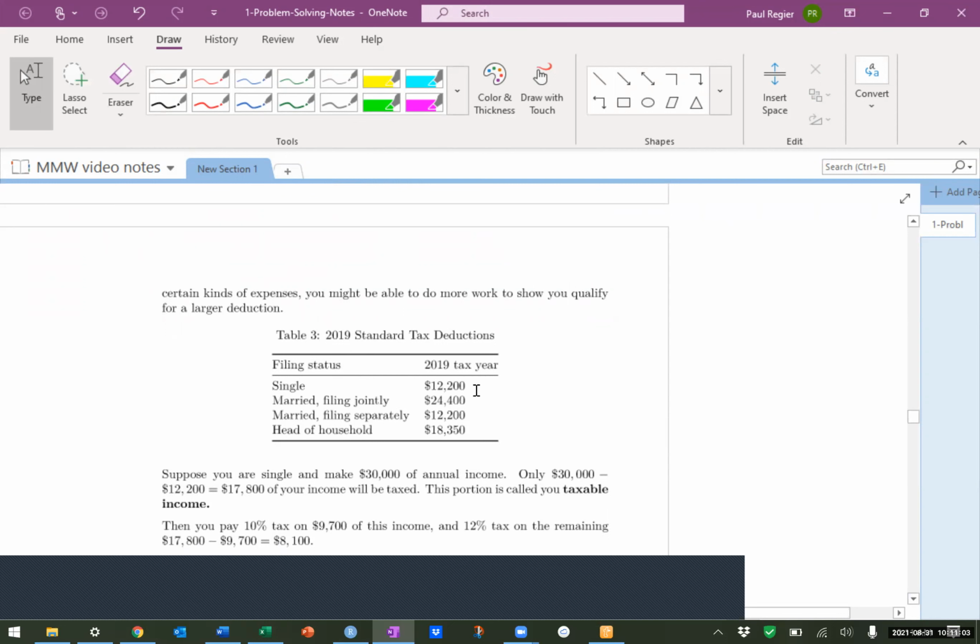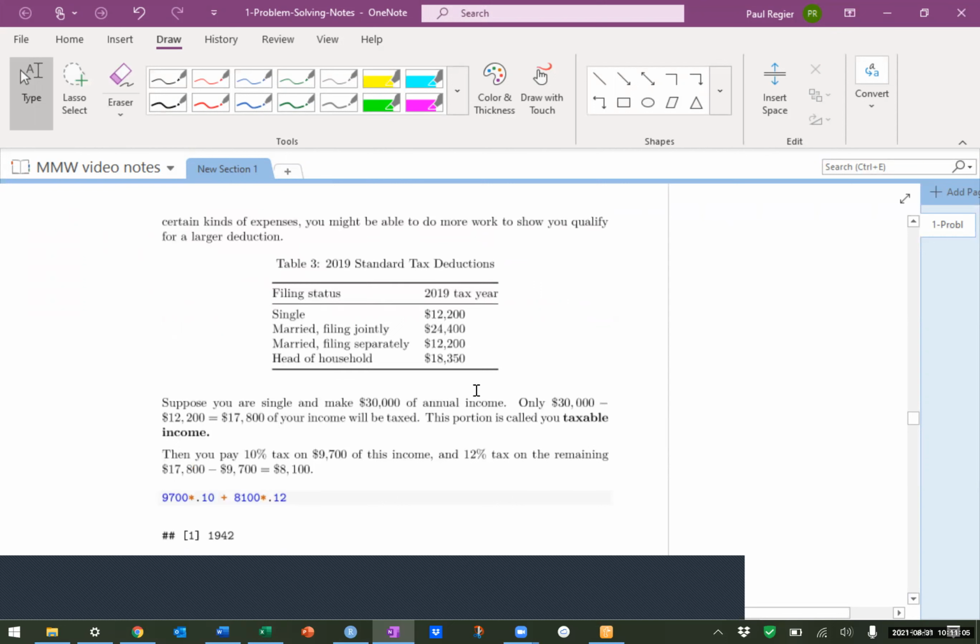The deduction does. So let's look at the example where you're single and you make $30,000 of income. Well, you don't pay taxes on all 30,000. You actually get a deduction of 12,200, meaning the remaining 17,800 is what you will be taxed. That's your taxable income. So now this amount here, I should use my pencil, is what you're paying taxes on.